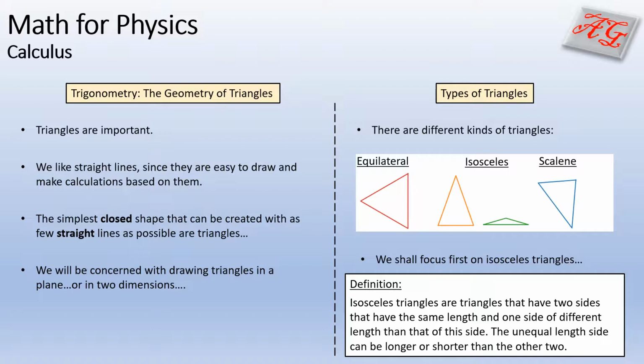Just to make sure we have defined the other triangles, the equilateral triangle is a triangle that has all sides of equal length, and the scalene triangle is a triangle where all the sides have different lengths. But why are the isosceles triangles more important than these other kinds of triangles?